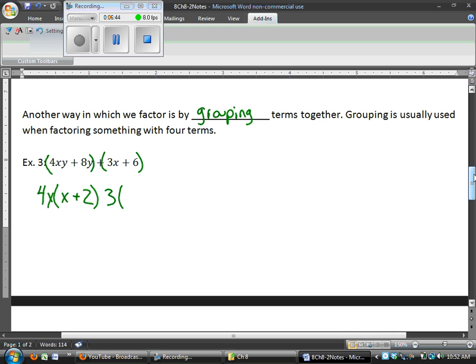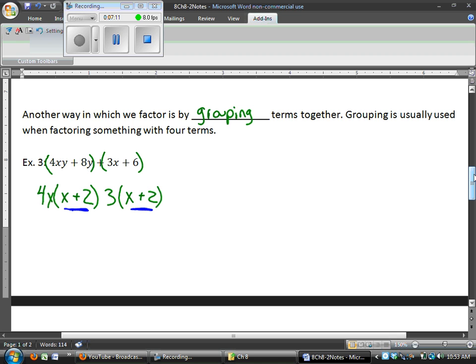3x divided by 3 is just x. 3 divided by 3 is 1. 6 divided by 3 is 2. Okay? Now, very, very important, when I'm doing this grouping, these parentheses that I just underlined have got to be the same. If they're not the same, one of 2 things happened. Either you made a mistake, or the polynomial is not able to be factored.